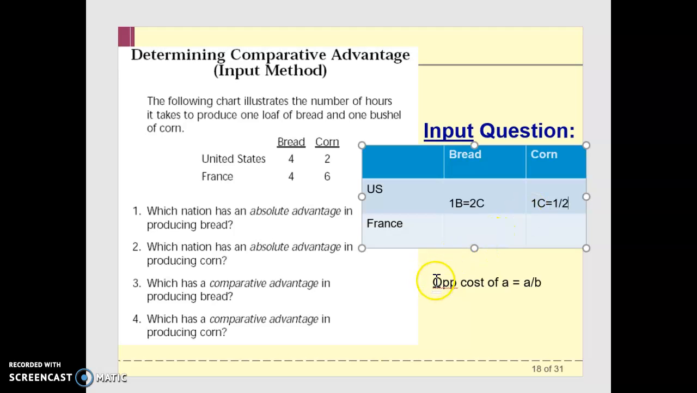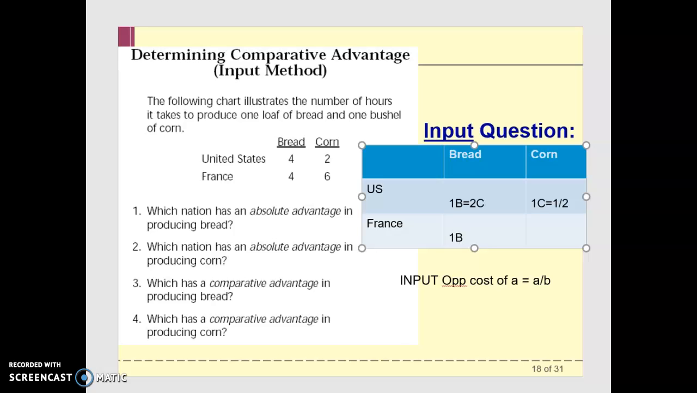The other thing you can do is a little trick for input problems. So I'll just note this here, and maybe if you get lost in some of the things like I was, and you want to check yourself, here's a little cheat way to look at this. For input problems, the opportunity cost of good A, let's say it's bread, would be equal to A over B, okay? So if I'm looking at France and I want to figure out what is the opportunity cost in France of 1 loaf of bread, okay?